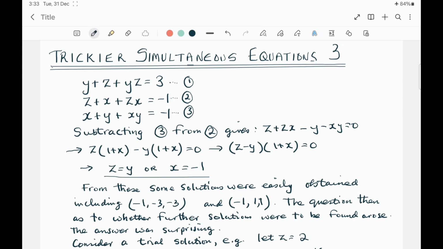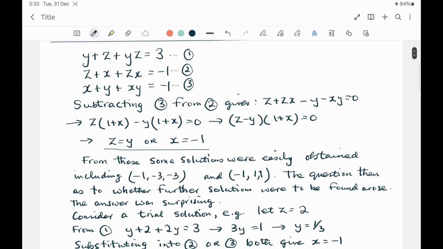First, subtracting 3 from 2 gives me z plus zx minus y minus xy equals 0. And then that factorizes by collecting the terms, as we've done here. The factorization is obvious. It gives us (z minus y) times (1 plus x) is 0. So we either have z equal to y, or x equal to minus 1, or maybe both.